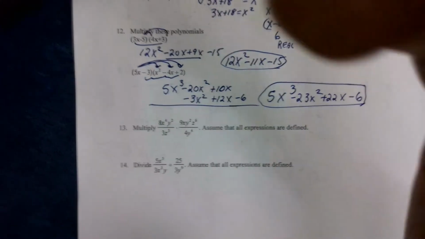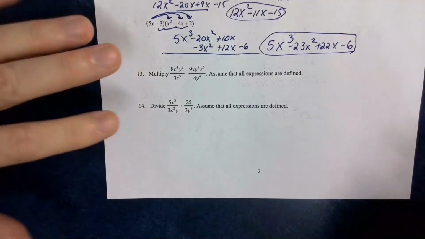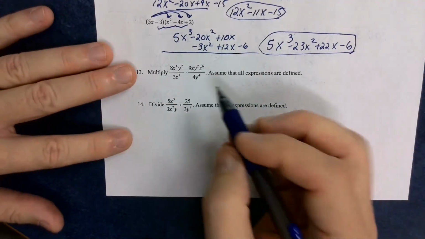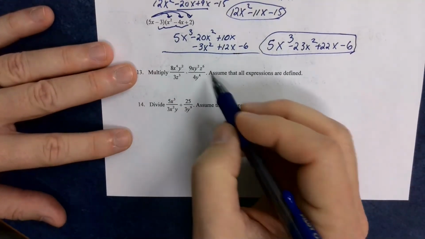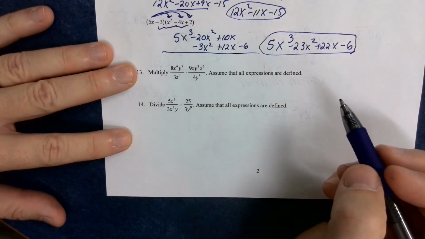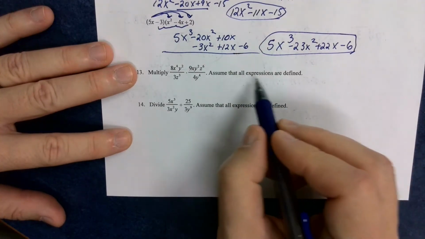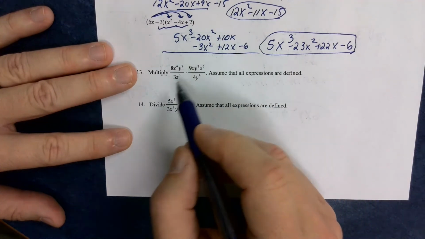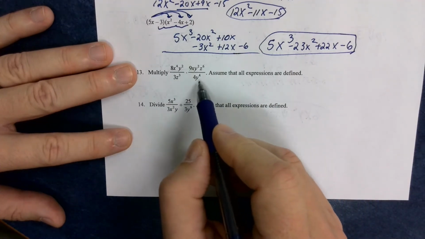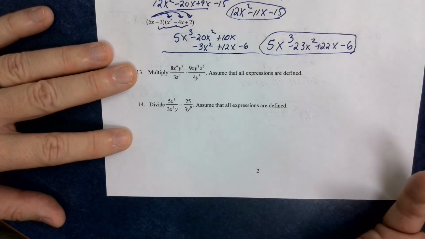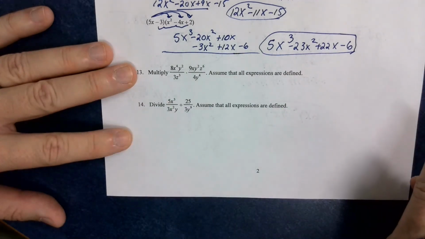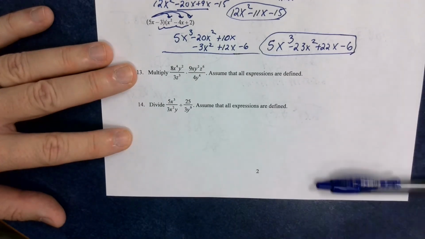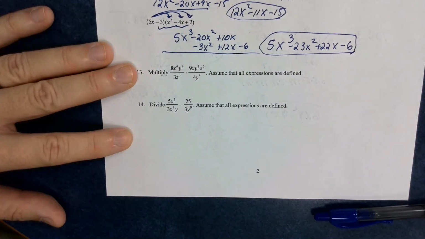Okay, so finishing the last two up on these pages. So this is a rational expression. When it says assume that all expressions are defined, that means I don't have to put down that z can't equal 0, y can't equal 0 because they're in the denominator spot. It's just saying, hey, we're going to let everything be okay for right now.